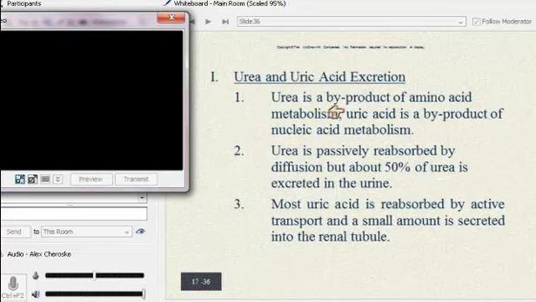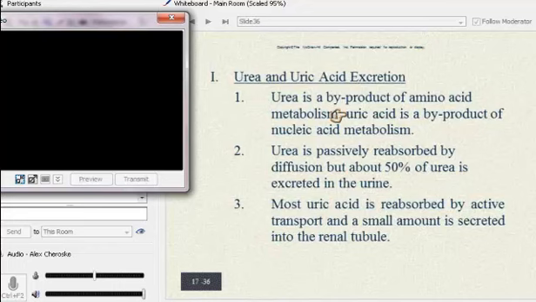Uric acid is a byproduct of nucleic acid metabolism. And so you don't want to have to keep it close. So in either case, we want to get rid of these two molecules. And so these are things that we are going to work at filtering out. We're going to excrete them, etc.